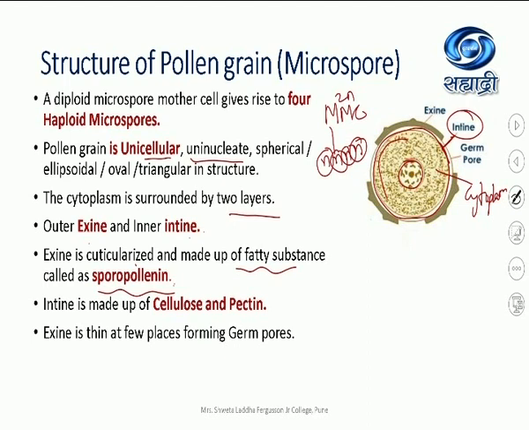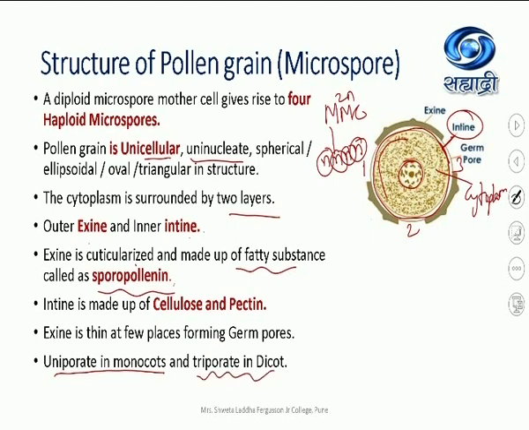Exine is thin at a few places, and these places where the exine is thin or almost absent are termed germ pores. How many germ pores can you see in this diagram? 1, 2, 3. So when there are 3 germ pores, it belongs to a dicot. But a monocot pollen grain is uniporate. So uniporate pollen grains are present in monocots, but triporate are present in dicots. This is again very important, can be asked for MCQ. What type of pollen grain are present in dicot? They are triporate, and in monocot they are uniporate, with a single germ pore.